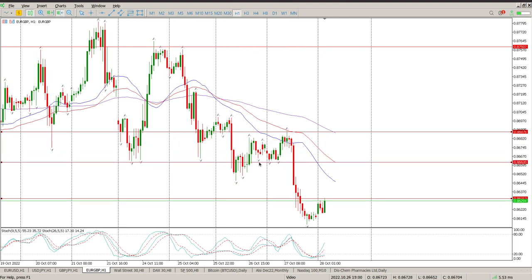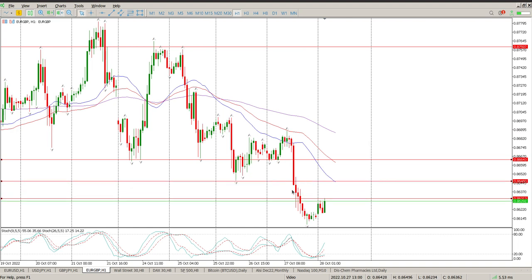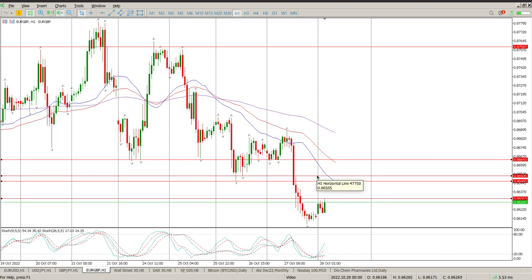Just readjust your levels. There's quite an intense level right here. So that is 0.86643. A pullback onto that would get me short. Alternatively, you'd see something in this area. We need one more level here. We'd see a pullback into 0.86460 or 0.86505. So that's kind of the view that we've got at the moment. Pull back into any of these levels, you'd be looking for an opportunity to short.